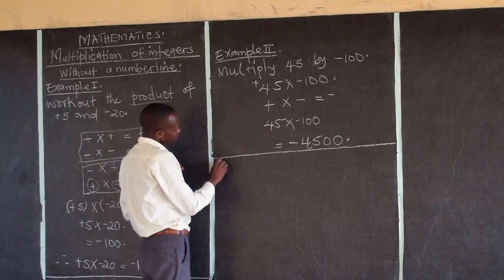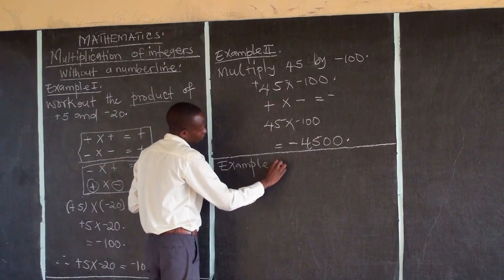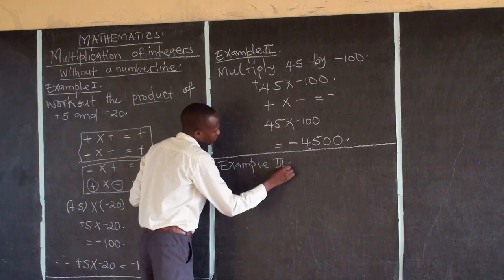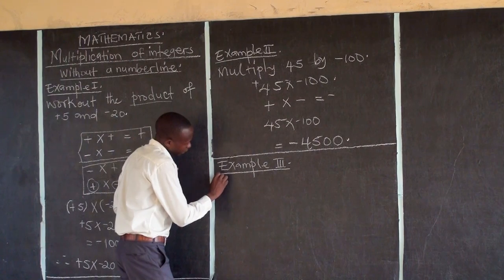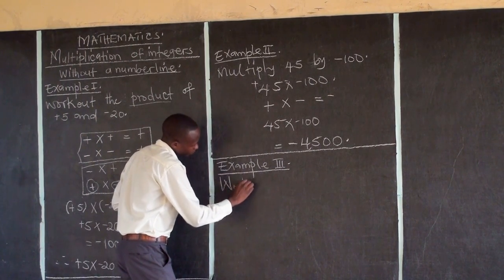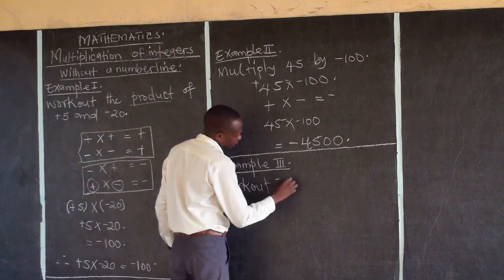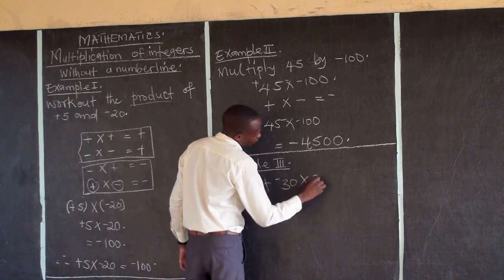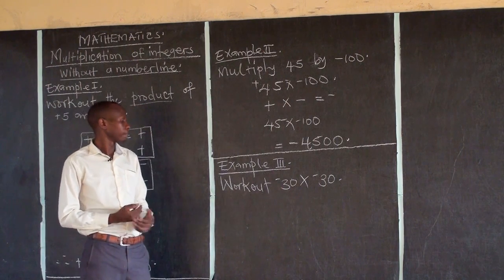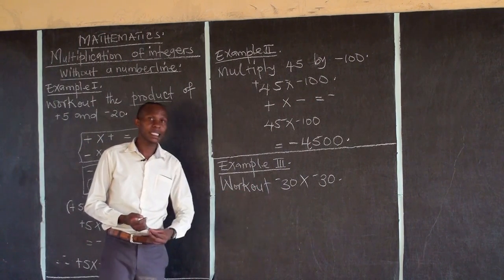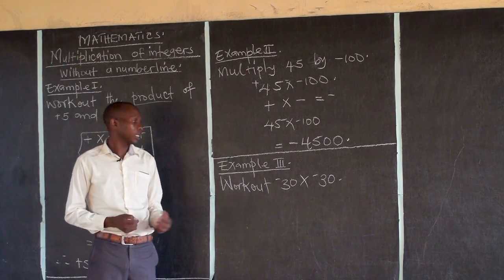Then we shall also continue and look at another example. We shall look at example 3, which says, work out negative 30 times negative 30. So I want us to look at that. Example 3, negative 30 times negative 30. So what are we supposed to consider here?